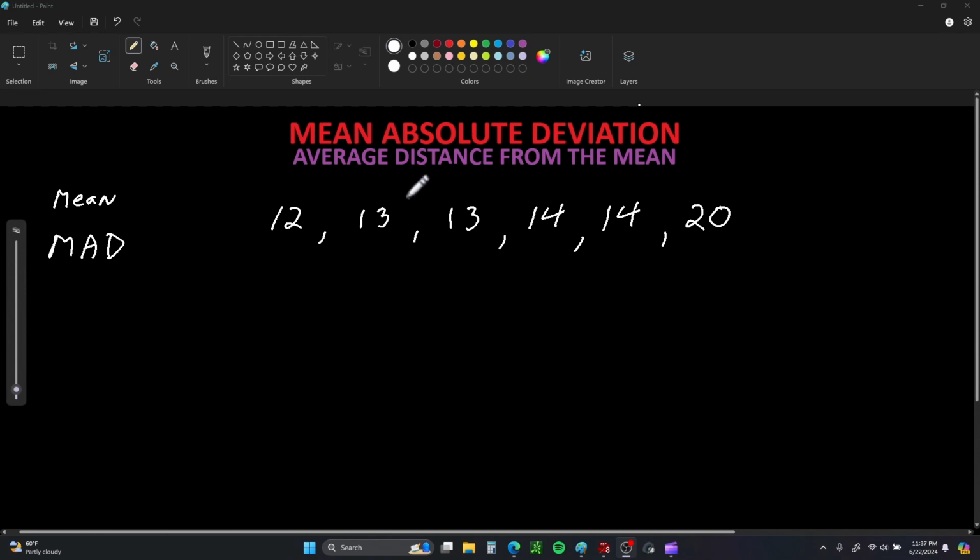So the first thing that we need to do is we need to find the mean. So we add these up, and what we're going to get is 86. And then we're going to divide by the number of numbers, and I have 6 of them. And when I divide by 6, I'm going to get 14.3 is my mean.